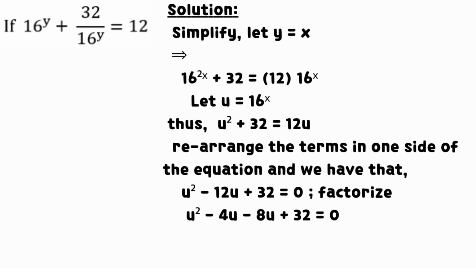Let u equal 16 to the power of x. Thus, the sum of the square of u and 32 equals 12 times u. Rearrange the terms on one side of the equation, and we have the quadratic equation shown on the screen. Factorize this quadratic equation.